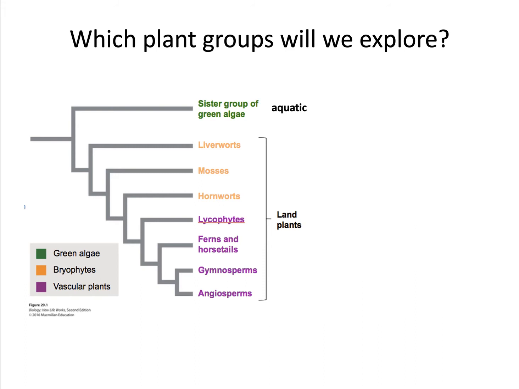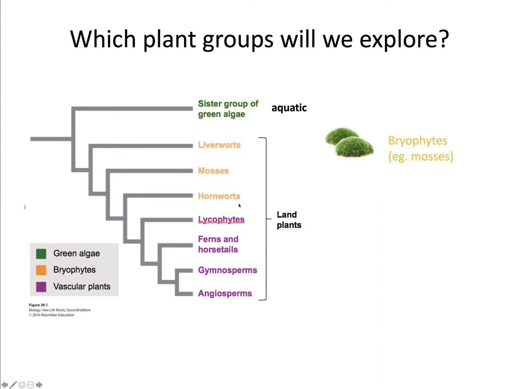Which plant groups are we going to explore? So we're going to talk about these major groups. The green algae, and then in orange, these different groups represent something called bryophytes, and then in purple, these represent different groups called the vascular plants. And all of these groups can be condensed into what's called the land plants.